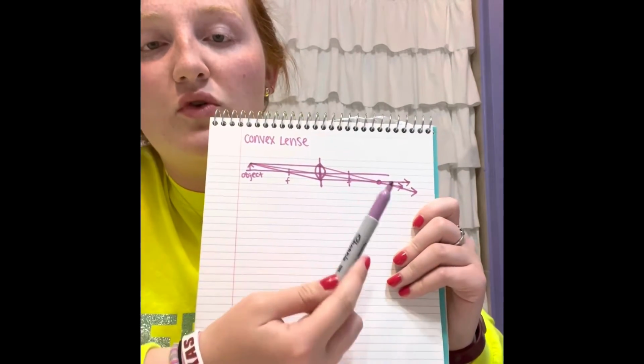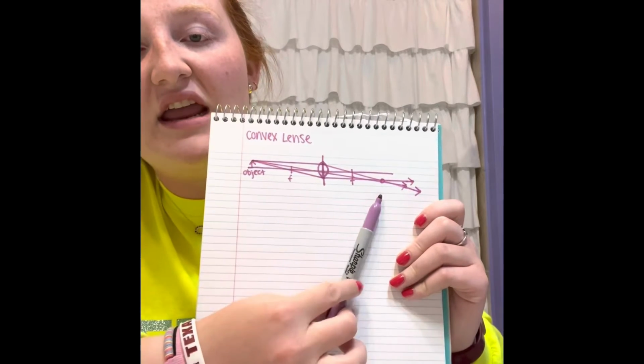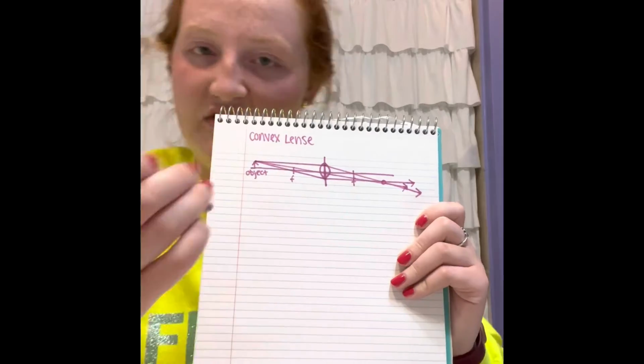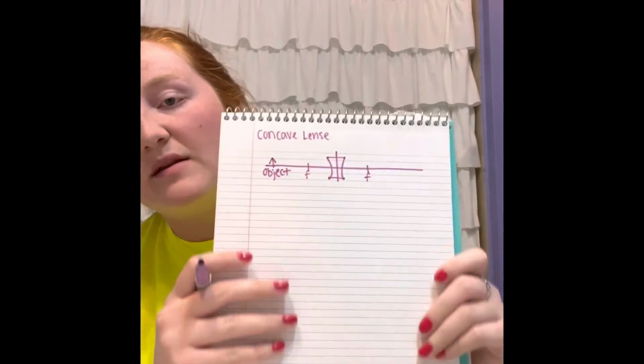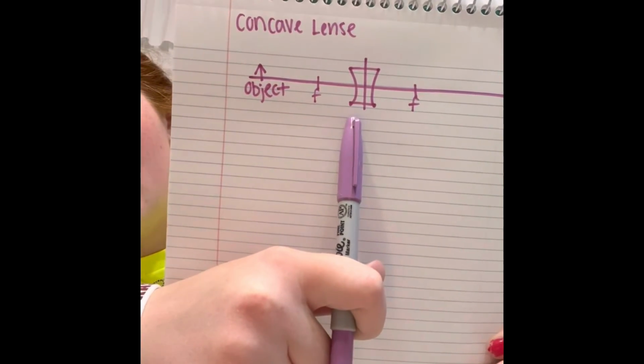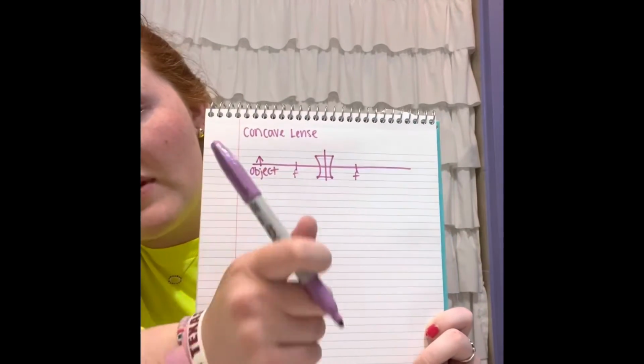And so from that, using a ruler, you can calculate your image height, your image distance, and then from there you can get magnification and so on. For a concave lens, it's going to be almost the exact same setup. That's what the lens looks like rather than a convex one. You still have two focal points and your object.